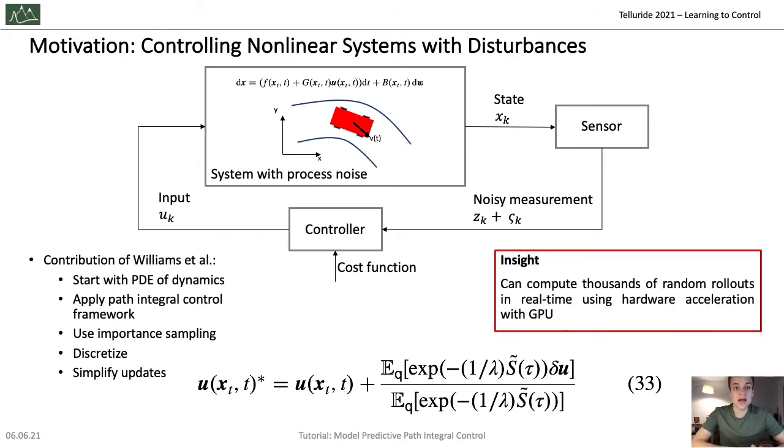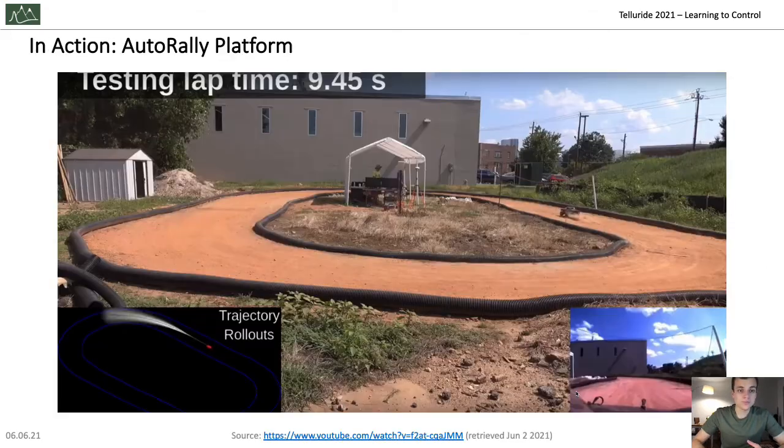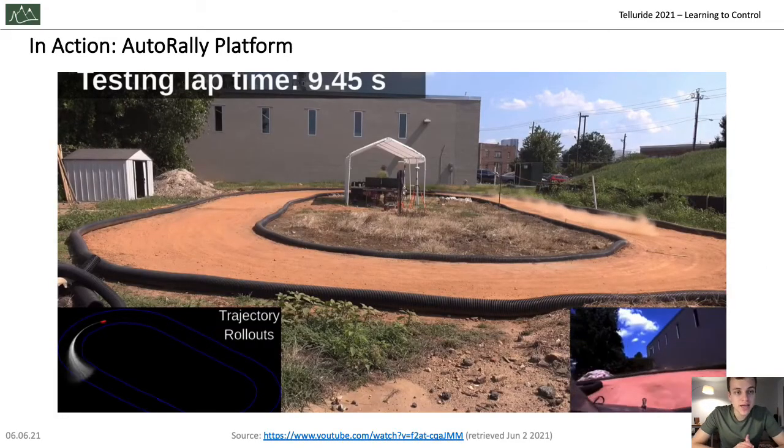Another insight is that the only reason why this whole control methodology makes sense is that you can actually compute these thousands of rollouts, all these shooting trajectories into the future, in computation. You can only do that in real time because you have nowadays access to GPUs and parallel computation. If you weren't able to do this in parallel, it wouldn't make sense to use it, for example, on a race car. So this is the race car again.